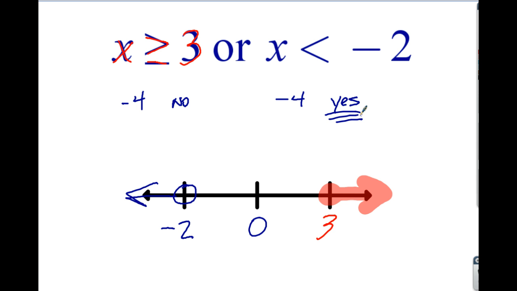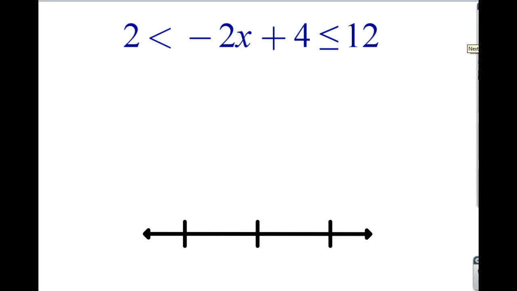If let's say I pick 0, is 0 greater than or equal to 3? No. Is 0 less than -2? No. So no, 0 is not part of the solution, which should make sense because it's not even in the graph here. Okay? This is the part that's left out. All right. Now, we're going to get some equations here. Right? Not equations, but we're going to get compound inequalities that are going to have some math involved in it.